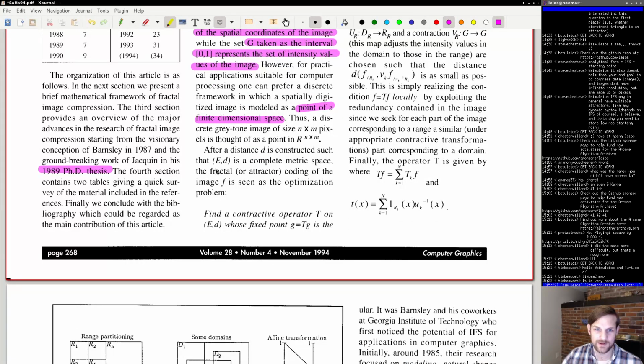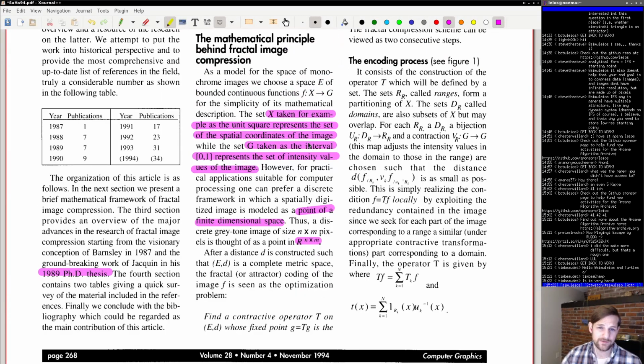So thus a discrete gray tone image of size n by m pixels is thought of as a point in R times n by m space. Okay, so this is actually my question. How is that true? Oh, okay, I see what they're saying. They're creating an n by m dimensional space. No, I understand now.